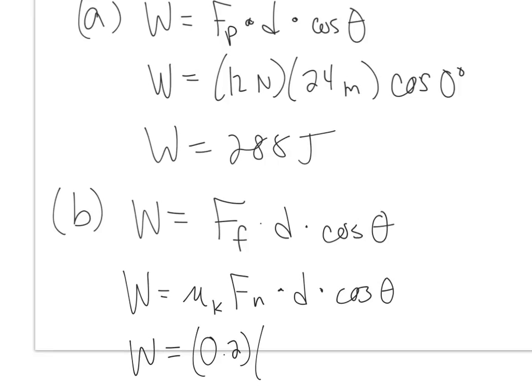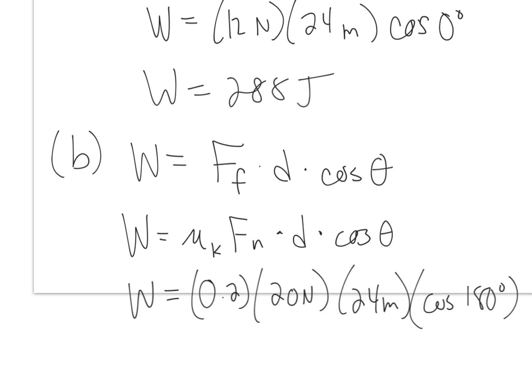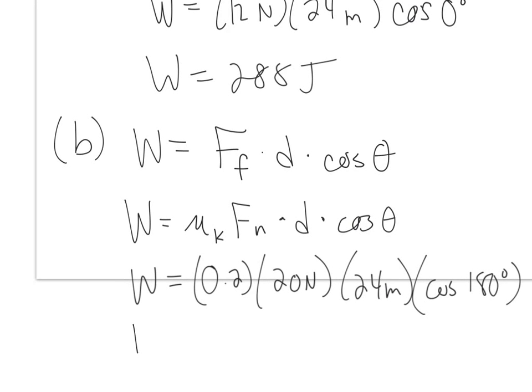Normal force was 20 newtons. Distance traveled was 24 meters. Times the cosine of 180. What do we get?